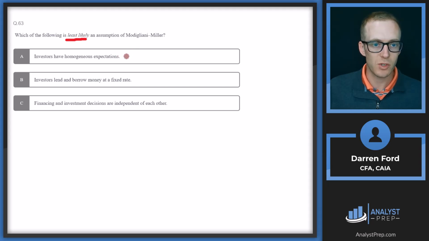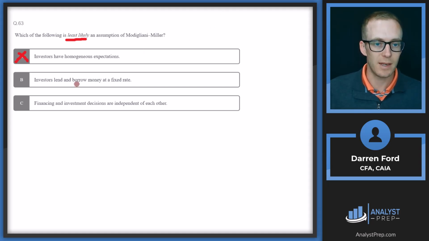We've got A, investors have homogeneous expectations. This will be an assumption of Modigliani-Miller. And essentially it implies that investors have the same expectations as far as future risk and return of different assets and asset classes. And that's essentially needed to assume that a market is efficient. Because if investors have different expectations on risk and return, they're going to be investing in different types of assets.